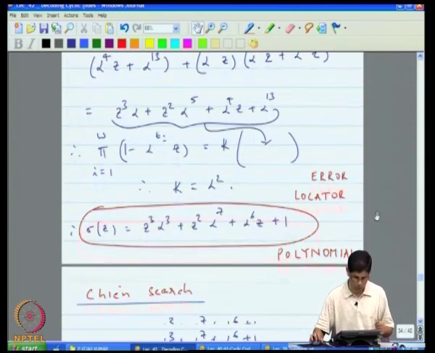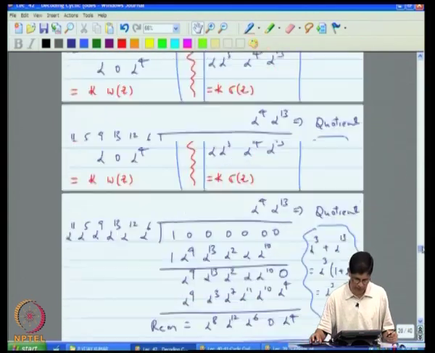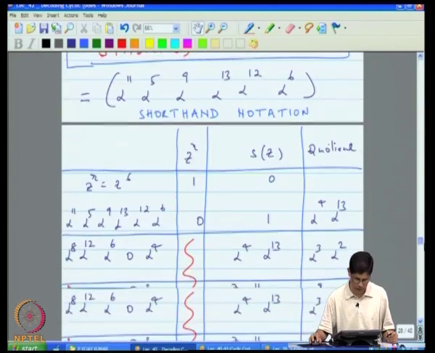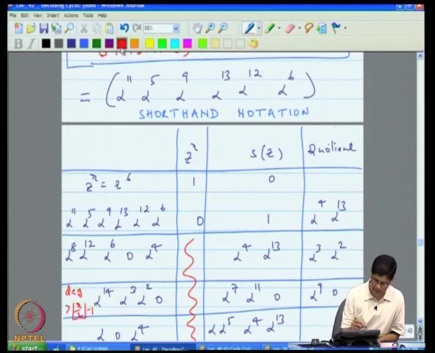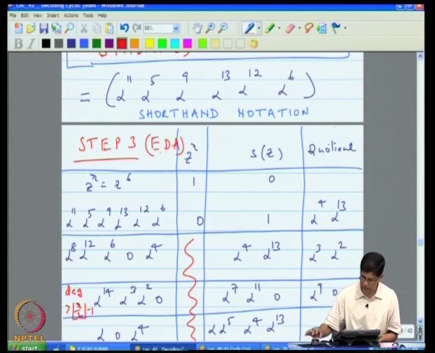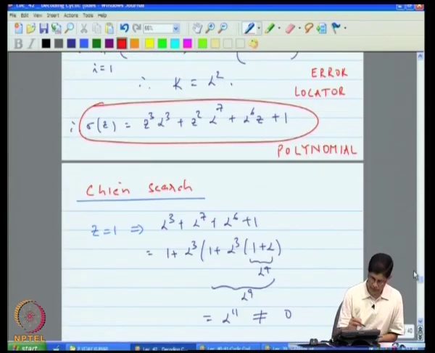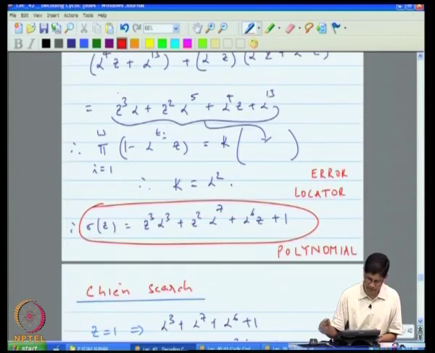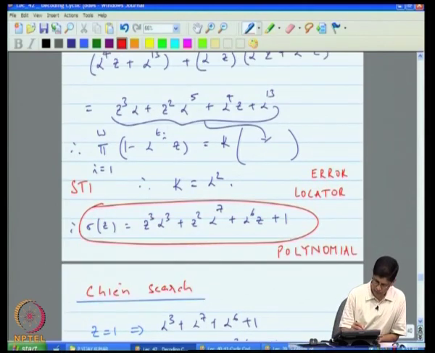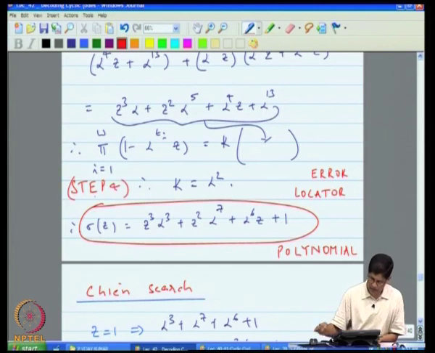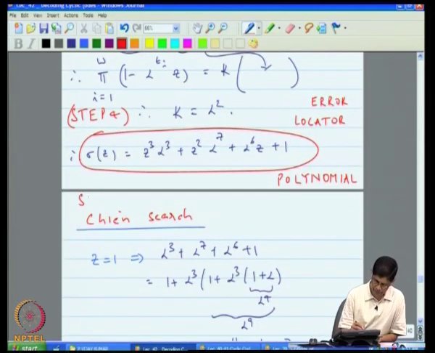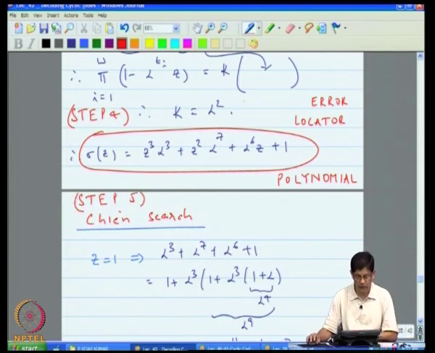Okay. So, in terms of the steps, I guess we had step 2 was to compute this. This Euclidean algorithm is step 3. It is the Euclidean division algorithm. Okay. And then once you found this, you could call this scaling step 4, and finally what you do is you try to find the zeros of this polynomial and you do something that is called Chien search.